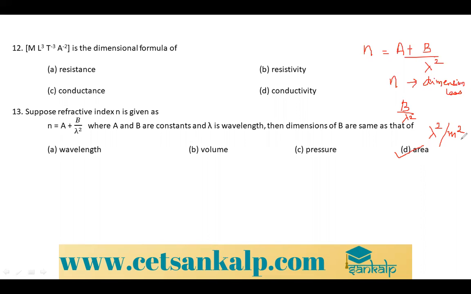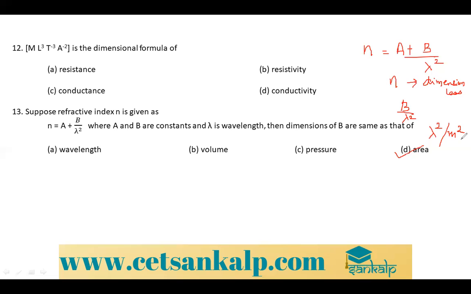I'll repeat this particular problem once again. They've given the equation as n is equal to a plus b by lambda square. As you know, n is the refractive index. Does the refractive index have any dimension? Refractive index is a dimensionless quantity. So according to dimensional analysis, LHS is equal to RHS. A is again dimensionless. So now b by lambda square is dimensionless, we can say.